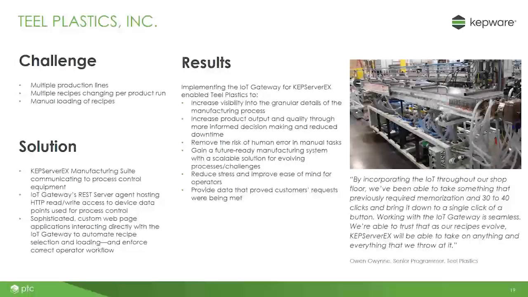All of that work has to occur frequently throughout the course of the day as recipes change. So all of the variables caused instances where human error impacted recipes. There were just too many variables for folks to consistently apply correctly through manual operations by running all of those diverse pieces of equipment. So the deviations in product quality that resulted from this led Teel to find a different way to operate this equipment and facilities. So the challenge, again, just to reorient folks: multiple production lines, multiple recipes changing per product run, manual loading of recipes.